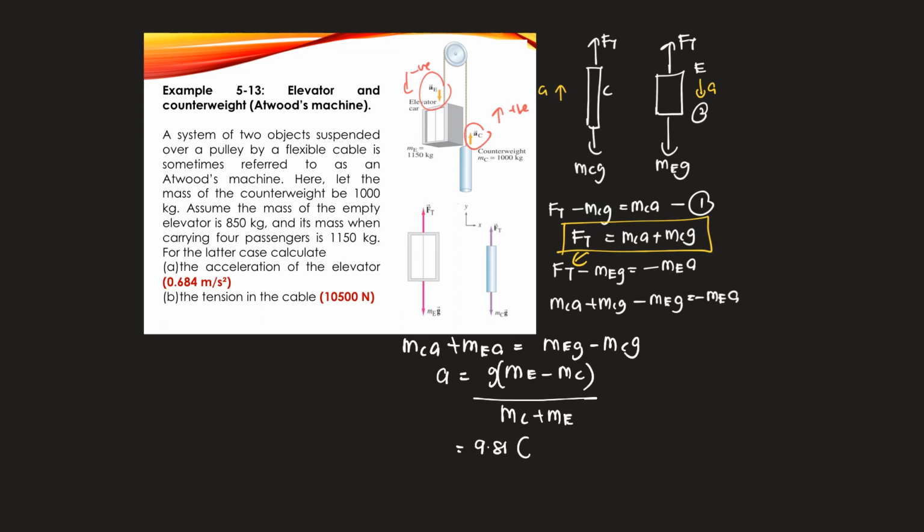Your mass for the elevator is going to be 1150 minus 1000, over 1150 plus 1000. Okay, so you're going to get 0.684 meter per second square.